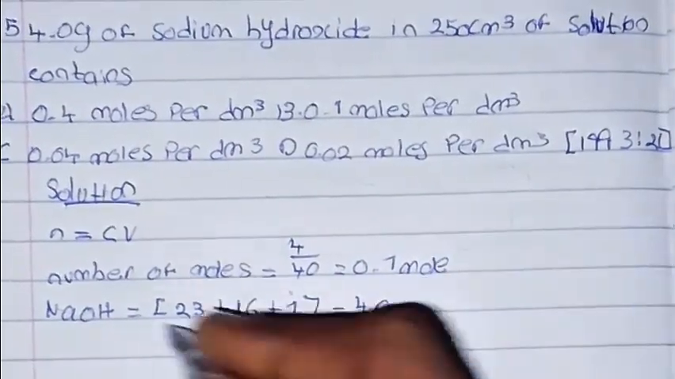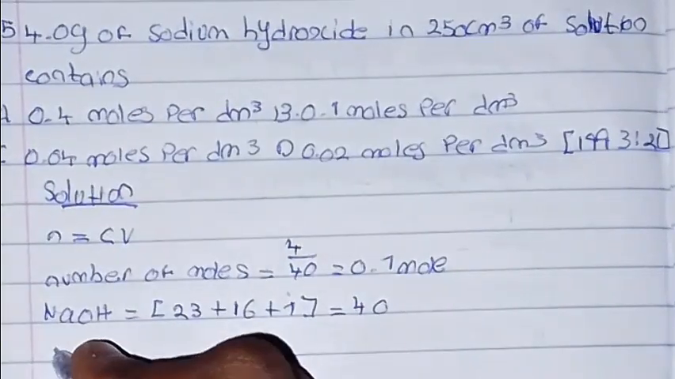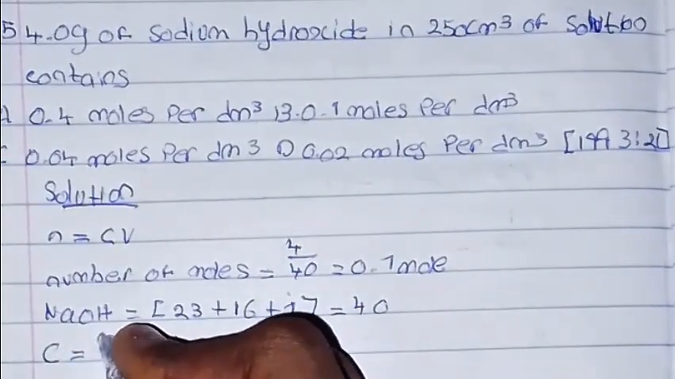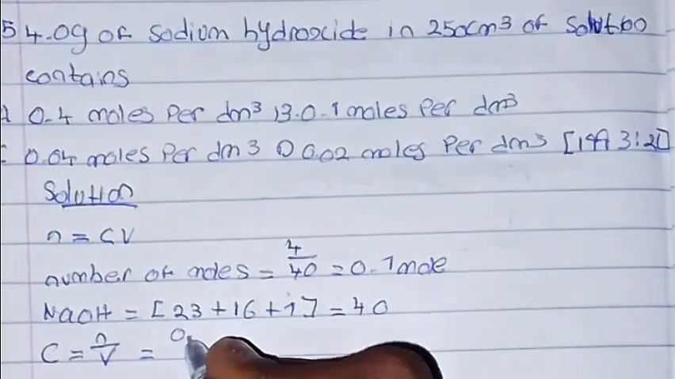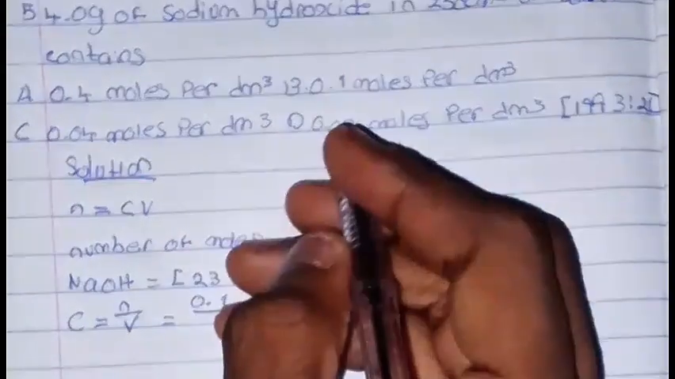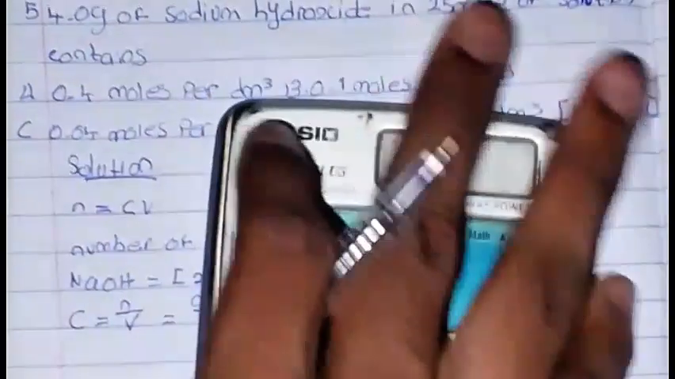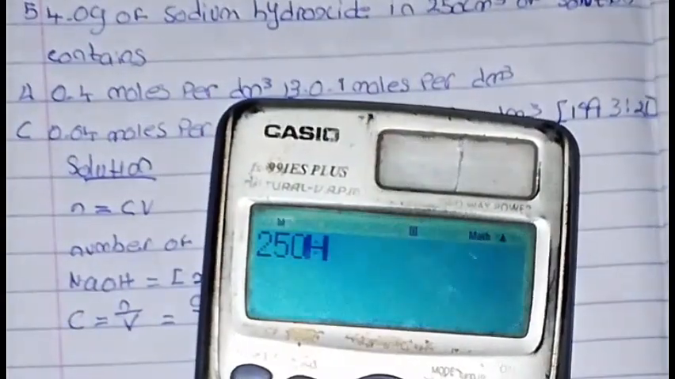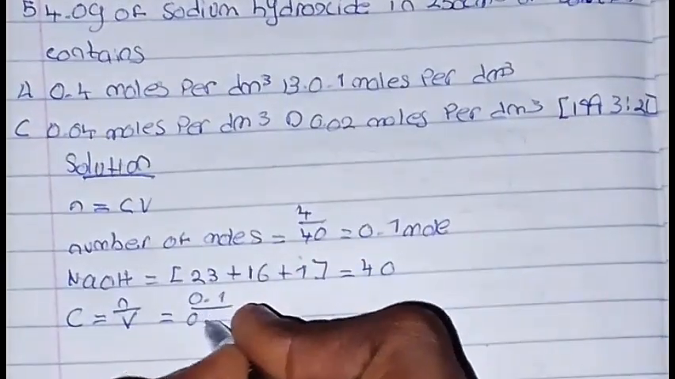0.1 mole. Then what do they ask us for? They ask for concentration. That's the formula: concentration C is the number of moles divided by volume. So the number of moles was given to us as 0.1 and the volume is 250 cm³. We need to convert 250 cm³ to dm³. To do that, we just divide 250 by 1000. That gives us 0.25. We've done that in previous videos.